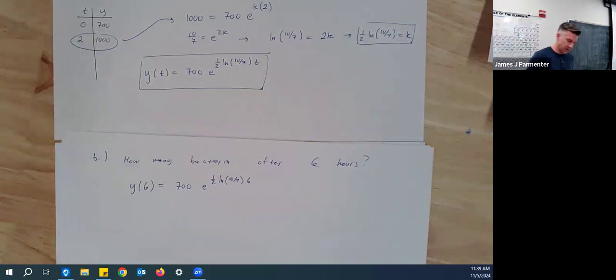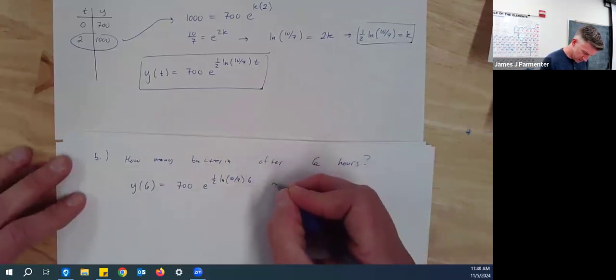If you plug this into a calculator, you should be getting... Oh my gosh, 700 times all that is going to be approximately 2,041.